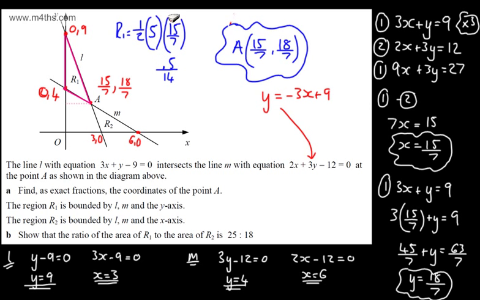Let's just tidy that up a little. So then 75 over 14, and let's put that in. We want the blue one. There we go, 75 over 14. I can't do anything with that.